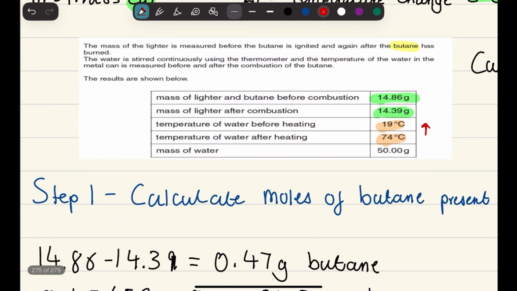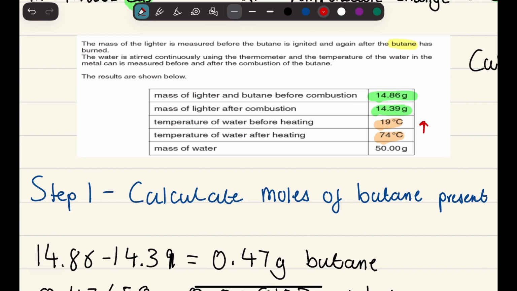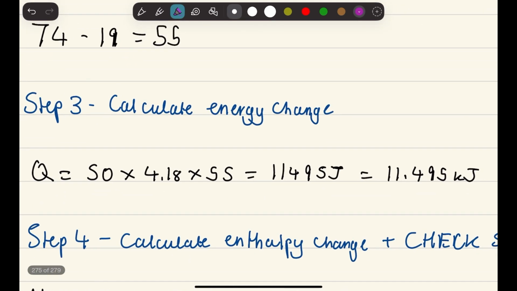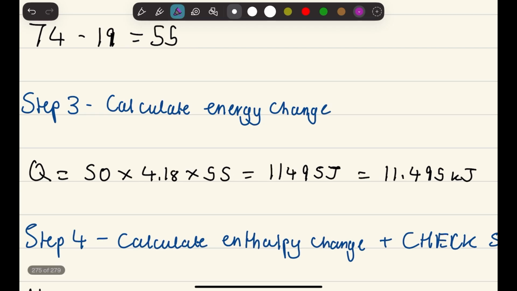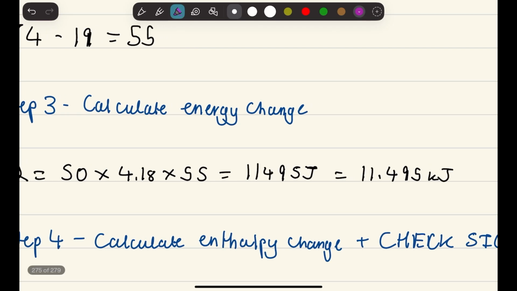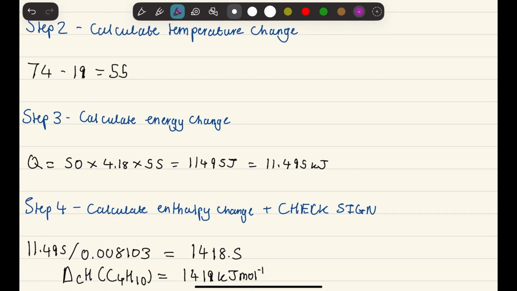So mass. We're measuring the mass of the thing that got heated up. That's what you need to know. Sometimes you'll put two solutions together, and you'd have to add those solutions together. But in this case, we're heating up the water. We're not heating up a solution. So I can just use the mass of water. Looking at the table, mass of water is 50 grams. So 50 times specific heat capacity times change in temperature gets you 11495 joules. And we're going to divide it by 1,000 just so we're in kilojoules. That's what we want to work with. So 11.495 kilojoules.